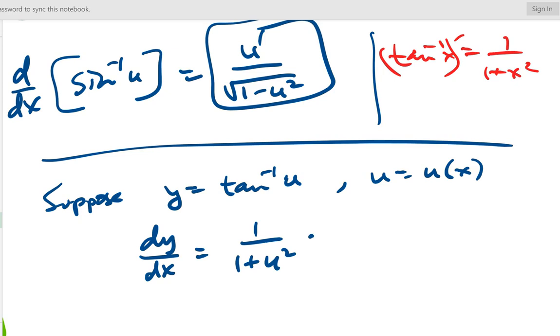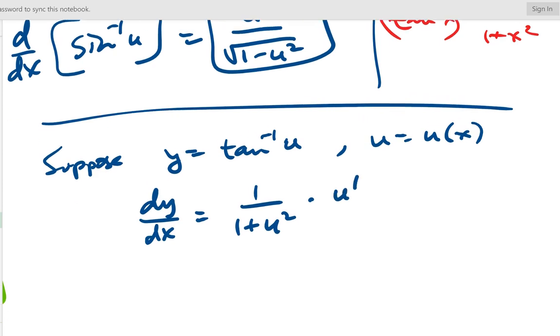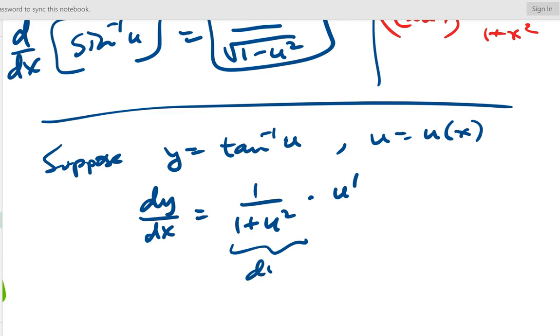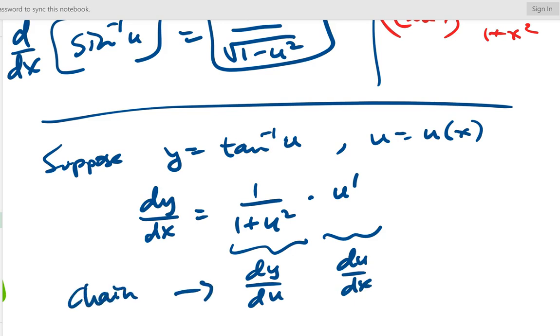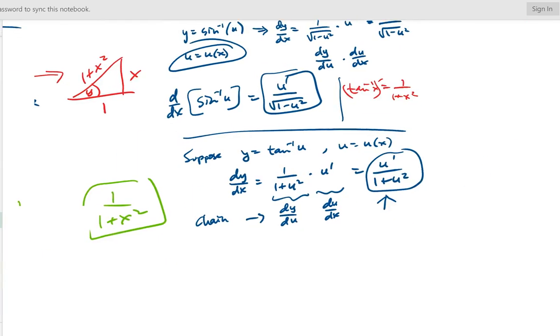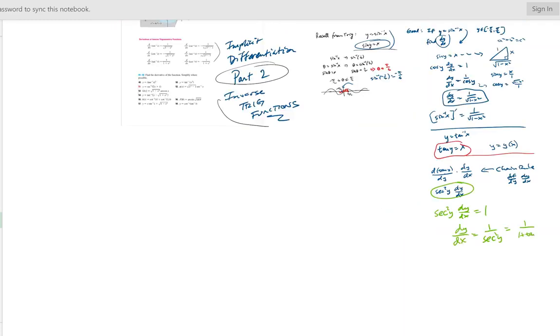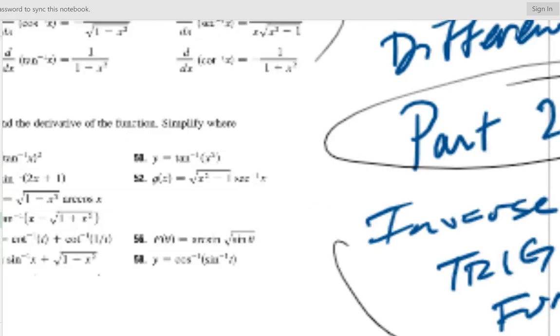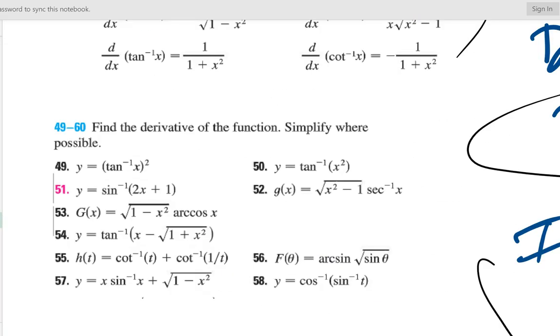Now you multiply times du/dx, right? So du/dx would be just u prime. What we're doing here is this is dy/du, and then this piece here is du/dx. Chain rule. So we get u prime over 1 plus u squared, and there we have it. So you should probably memorize this as well. If you want to do an example of this, there are some good problems to do. Let's do one that's not too bad.